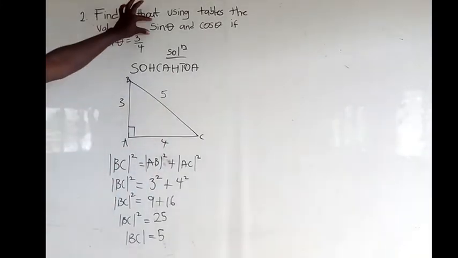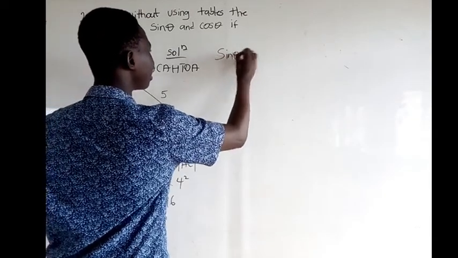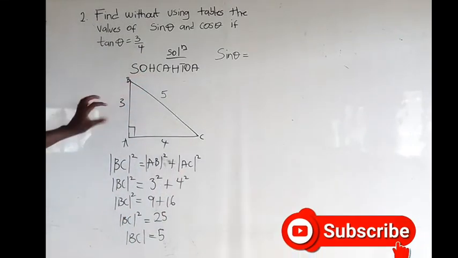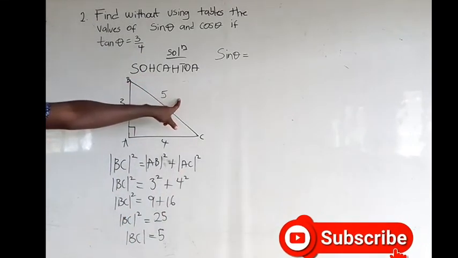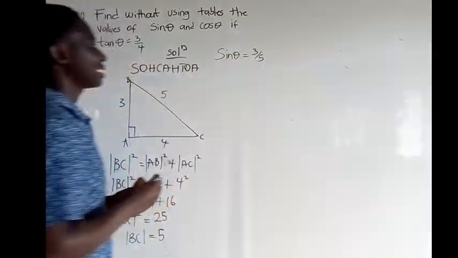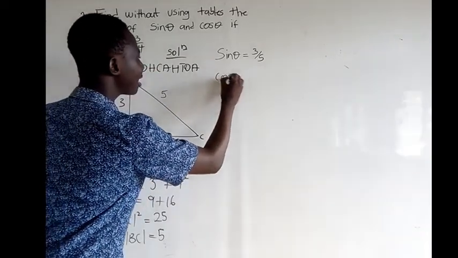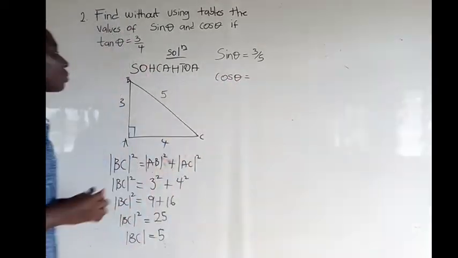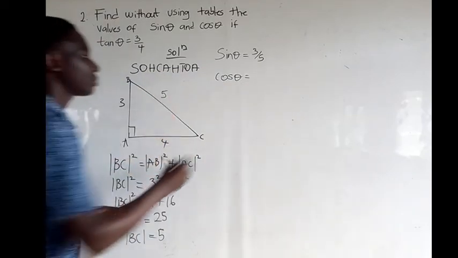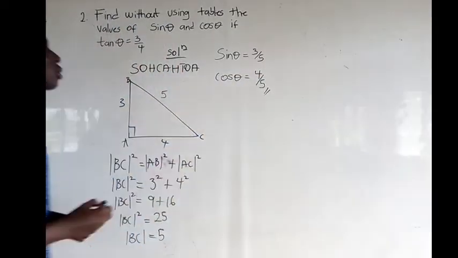And then we have to find sin theta. So sin theta is equal to, and then from here sine is opposite over hypotenuse. So we're going to get 3 over 5. That is for sine. And then cos theta is equal to adjacent over hypotenuse, which is 4 over 5. And that's all for cos and sine.